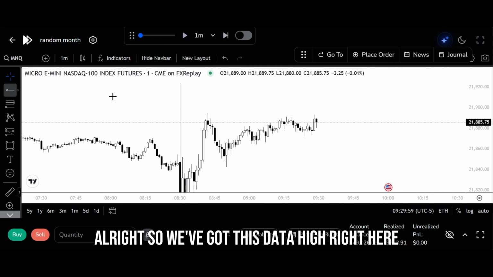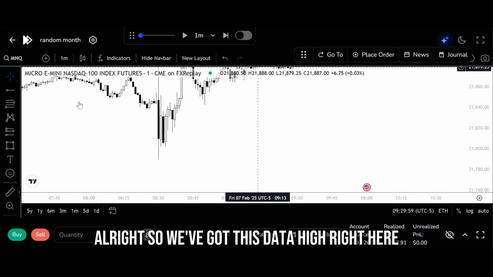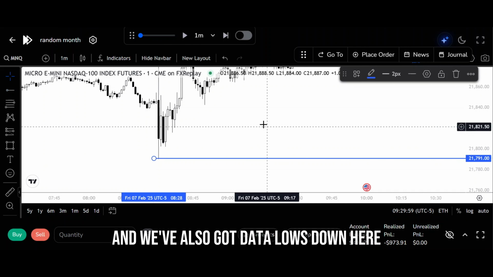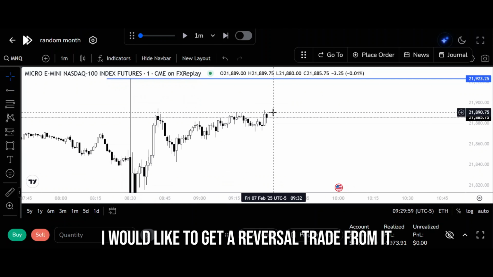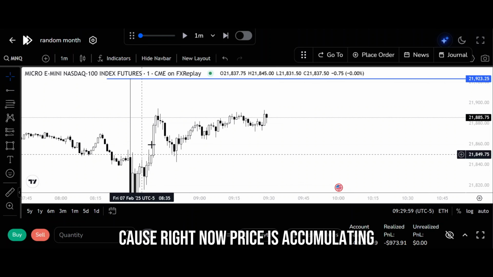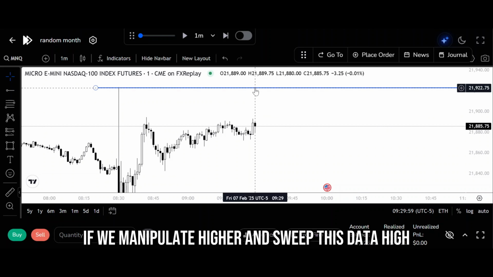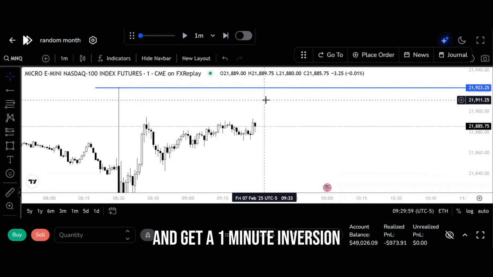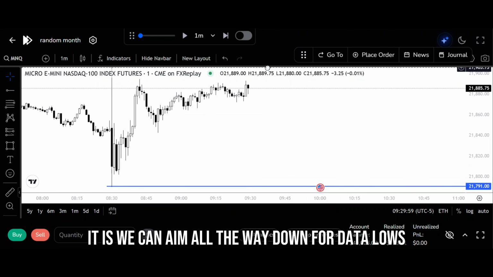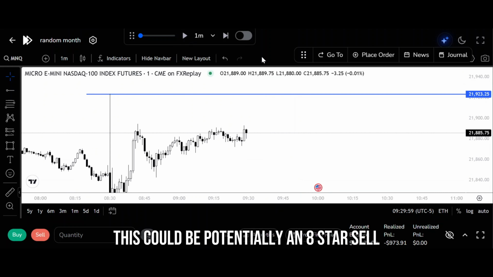All right, so we've got this data high right here, and we've also got data low down here. Either one, I would like to get a reversal trade from it, because right now the price is accumulating. If we manipulate higher and sweep this data high and get a 1-minute inversion or 2-minute inversion, whatever it is, we can aim all the way down for data lows. This could potentially be an A-star sell.